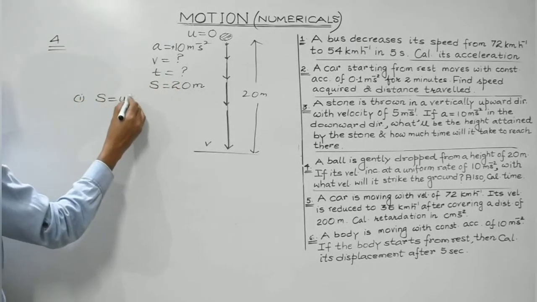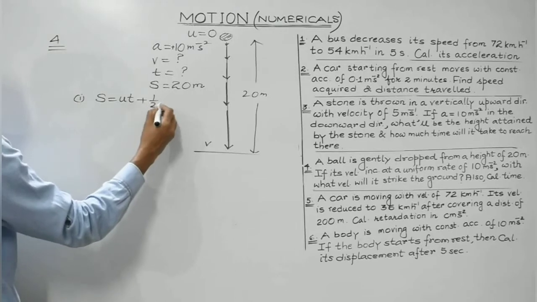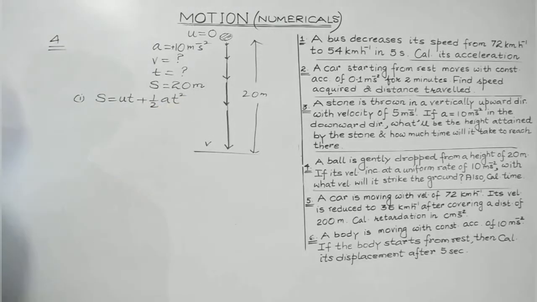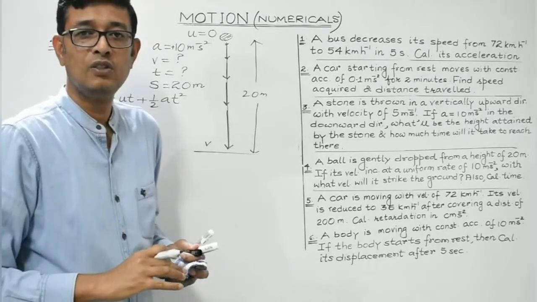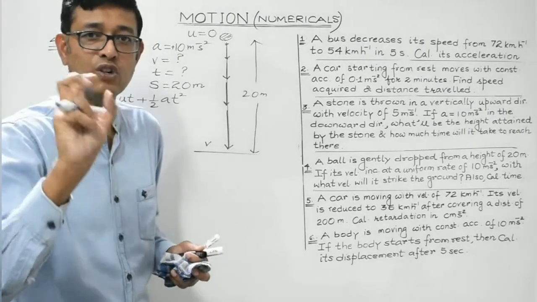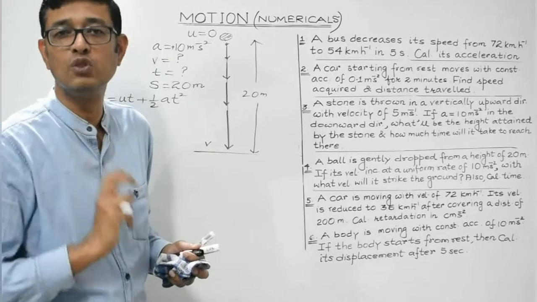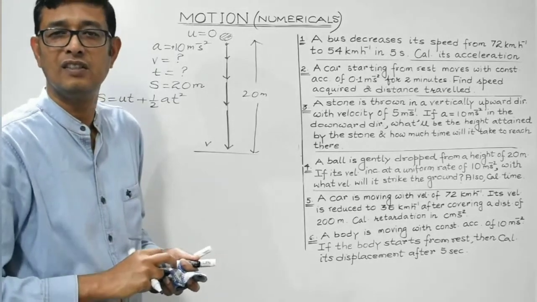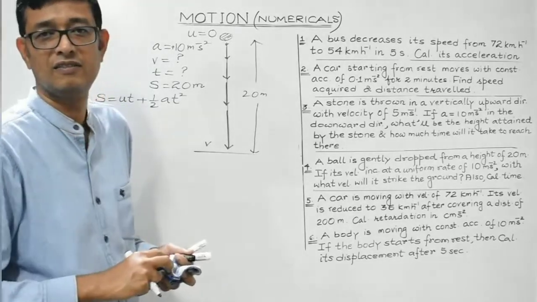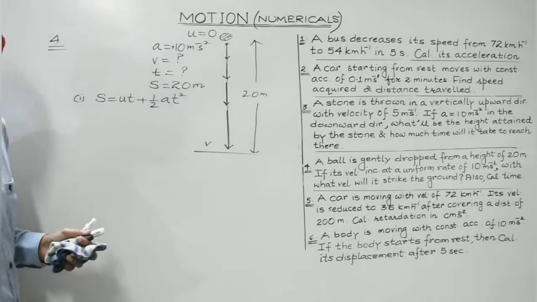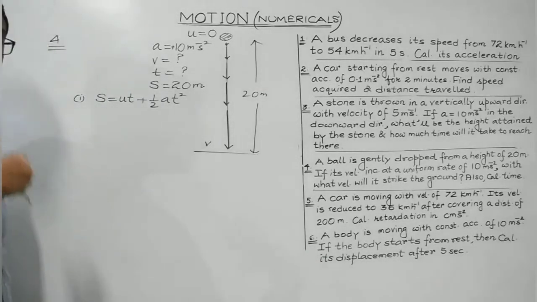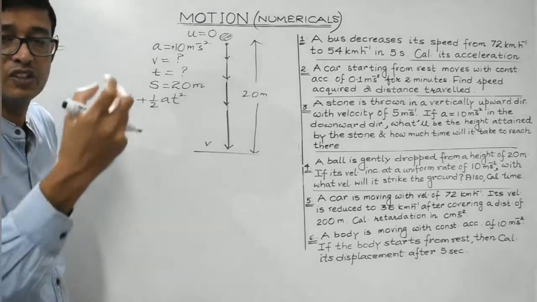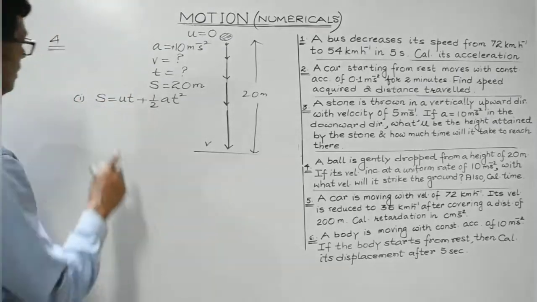From the second equation of motion, we know that s equals ut plus half at square. Students, just practice as many numericals as you can. In that manner, automatically you will get to know which equation of motion is to be used for that particular numerical, right? Just you need to practice. There is no golden rule. The golden rule is just practice more and more numericals. It will automatically come to your mind which of the three equations are to be used.